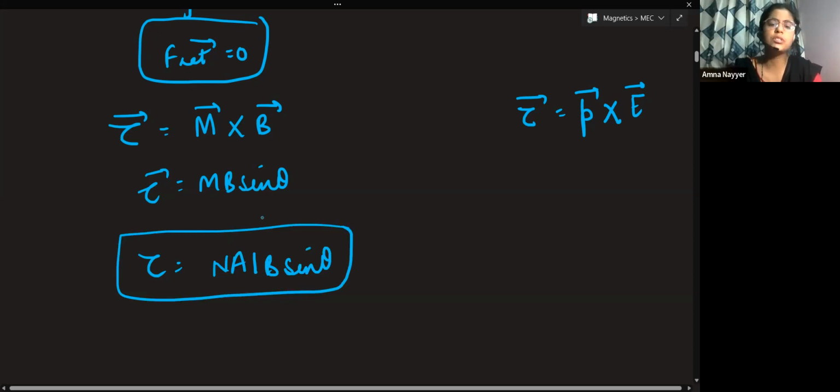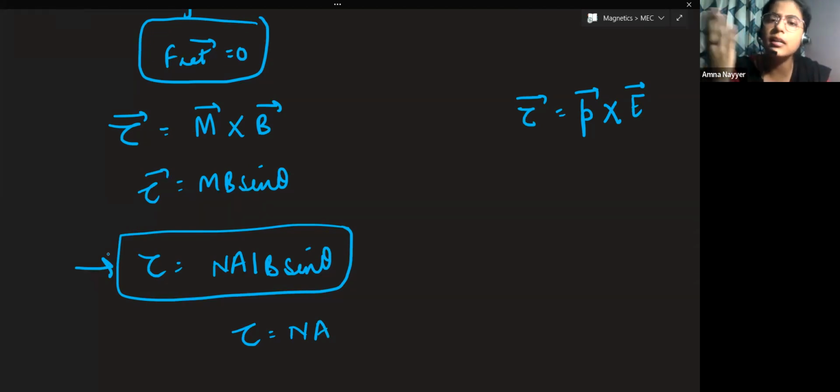Now, this portion, sine theta, you can write, or even for simplicity, most of the times it is 90 degrees, as seen for this coil, for a rectangular coil. This is the general formula. Remember, NIAB sine theta. Sine theta will come. Why will sine theta come? The reason is that it's a cross product. Obviously, sine theta will come.